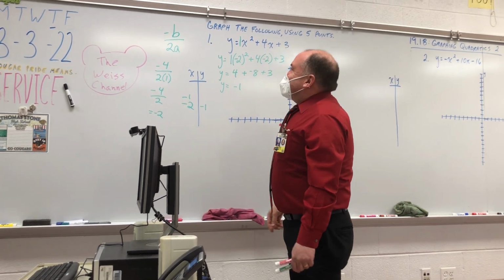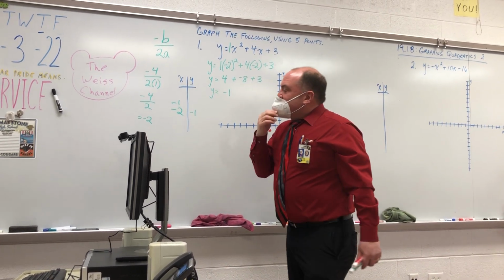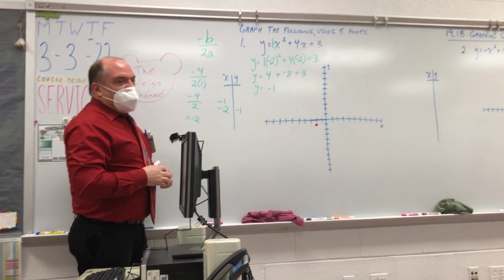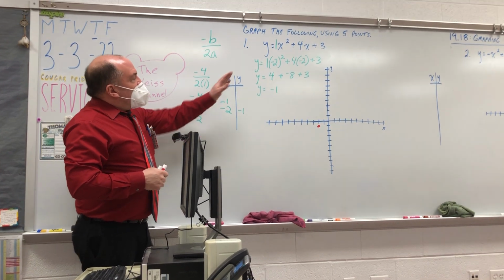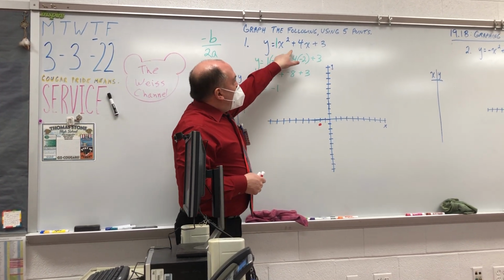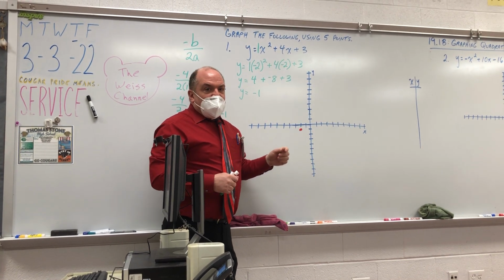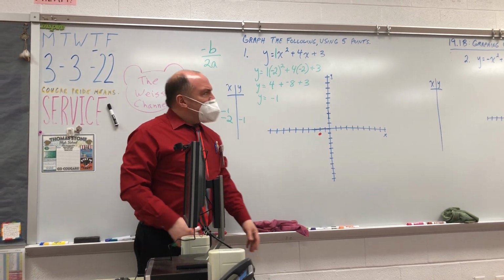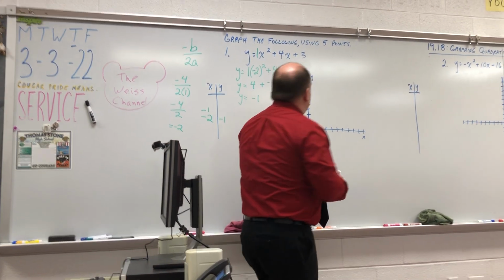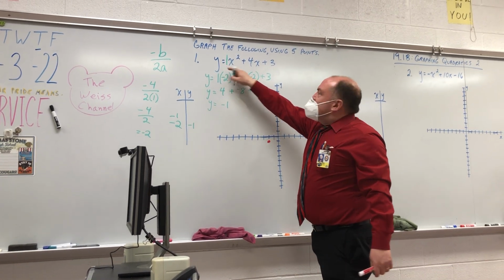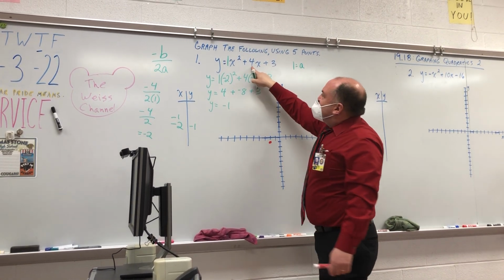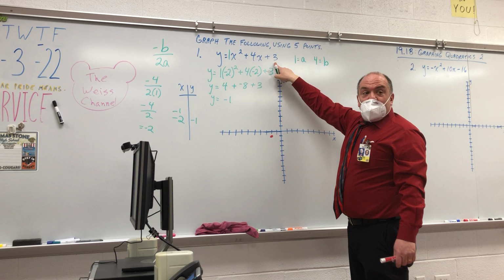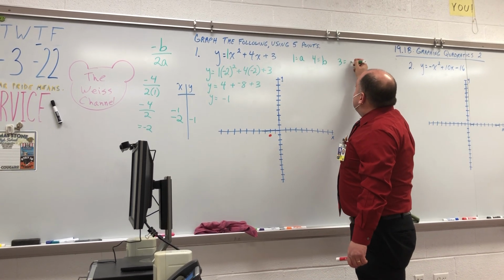Thank you. All right. Today we're going to continue graphing quadratics, which sounds hard. It's not. We're going to have a problem like this: y equals x squared plus 4x plus 3. I want you to start with negative b over 2a. What's b? What's a? This 1 is a. 4 is b. 3 is c.